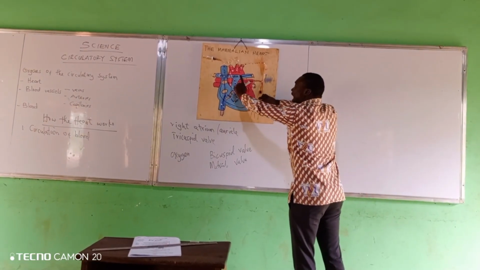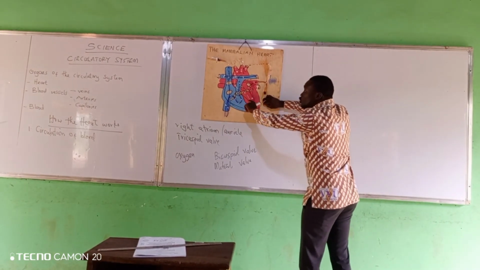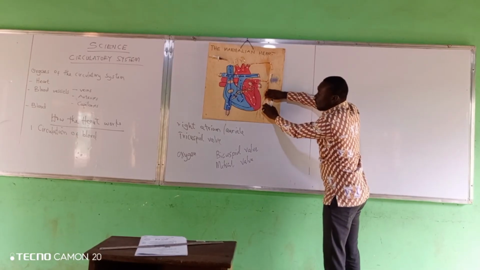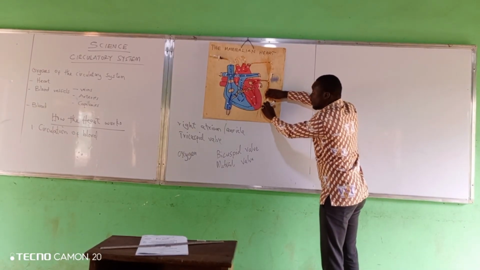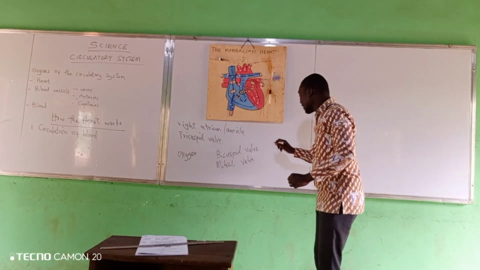And this is called the aorta. The aorta. There is a valve here to prevent backflow of blood. And that is called the aortic valve.